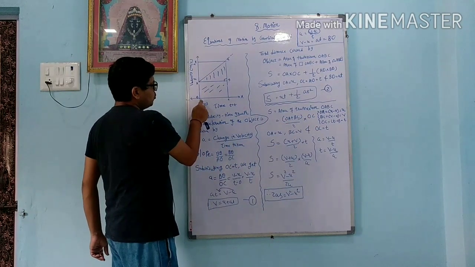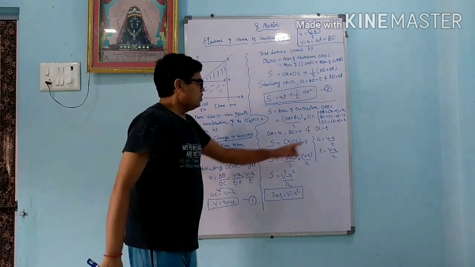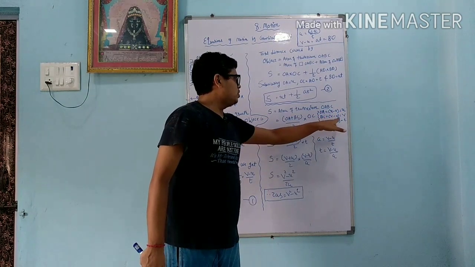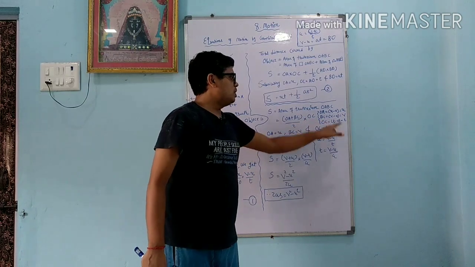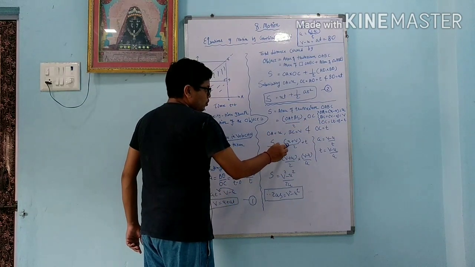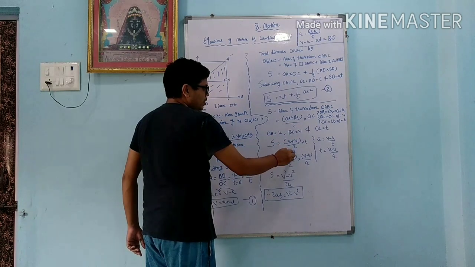That distance between the two parallel lines is OC. We already know OA equals U minus 0, that is U. BC is V minus 0, that is V, and OC equals T minus 0, that is T. Now we will substitute all the values. OA equals U, BC equals V, divided by 2, into T.